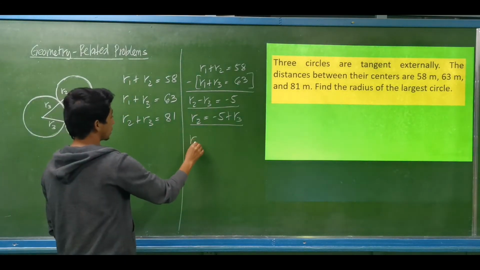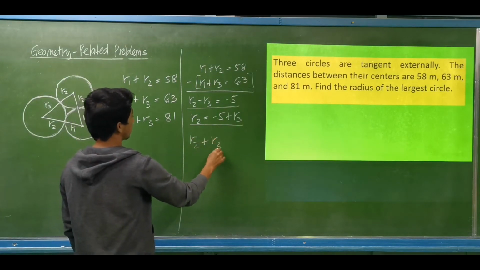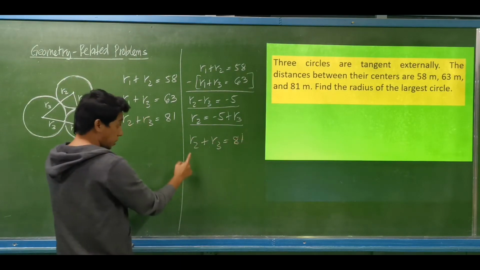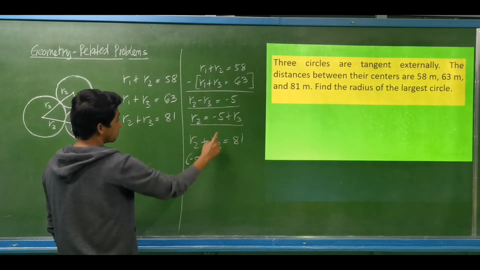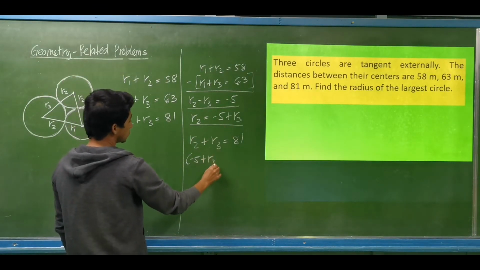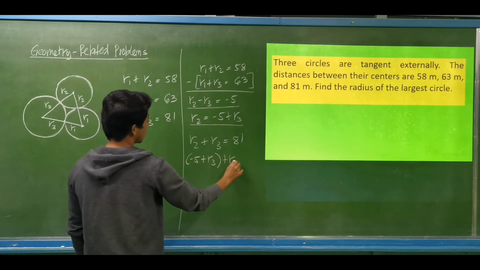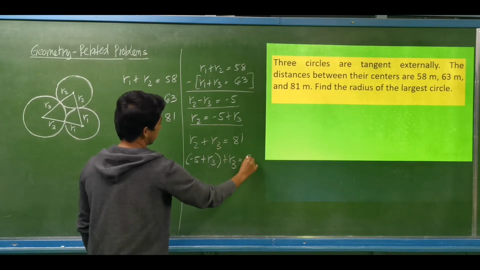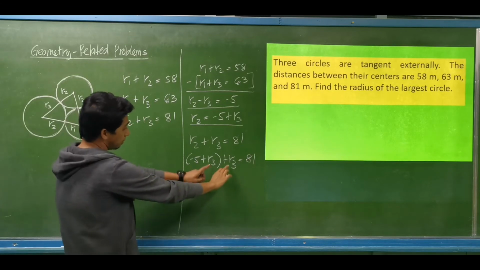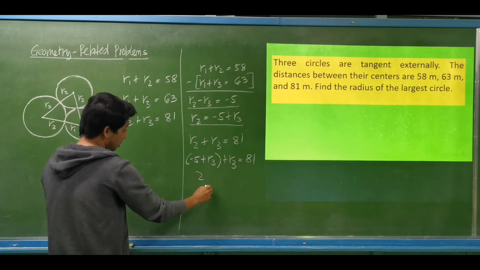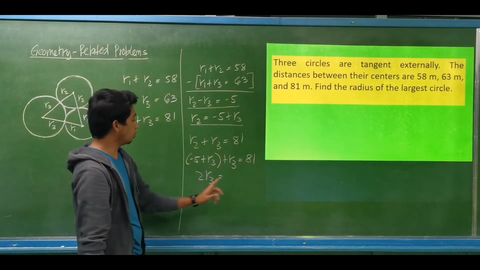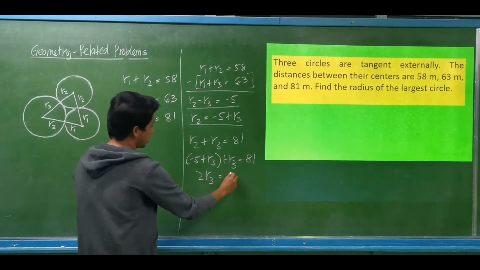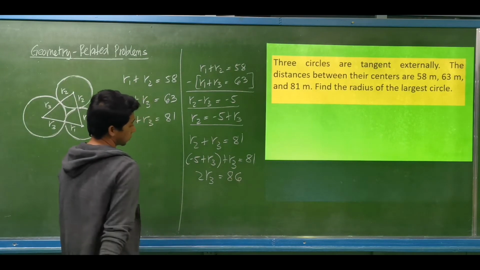So our third equation is R sub 2 plus R sub 3 is equal to 81. What is the equivalent of R sub 2? That is negative 5 plus radius number 3, plus radius number 3, is equal to 81. So we'll have R3 plus R3, this is twice R sub 3, equal to 81 plus 5, that will be equal to 86.